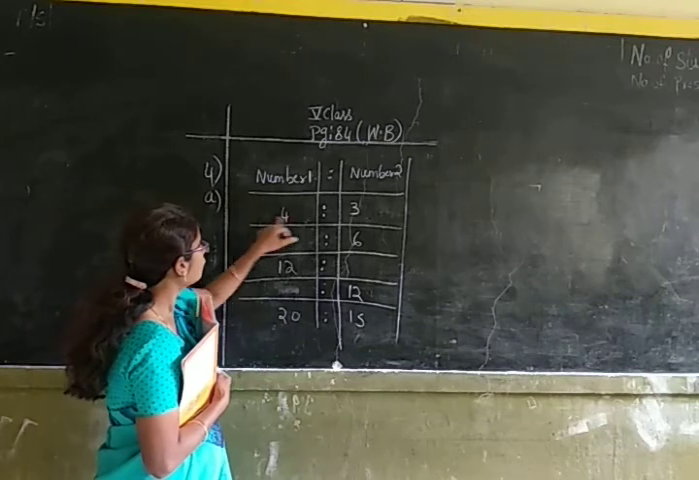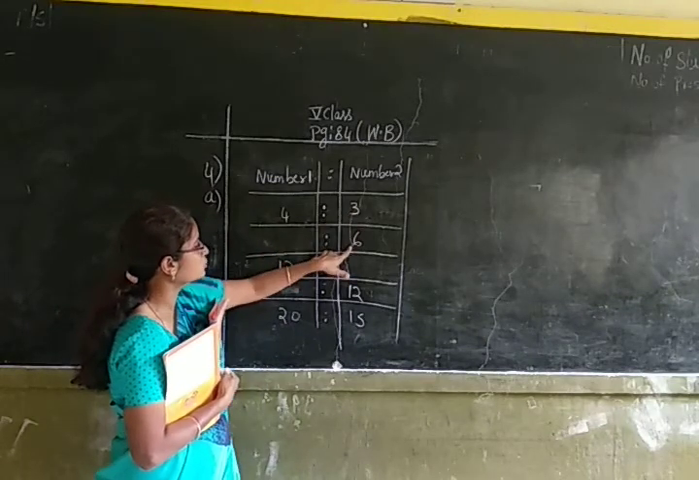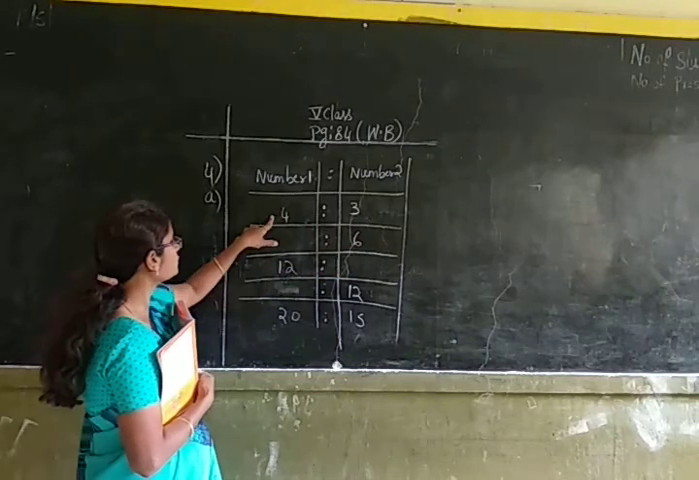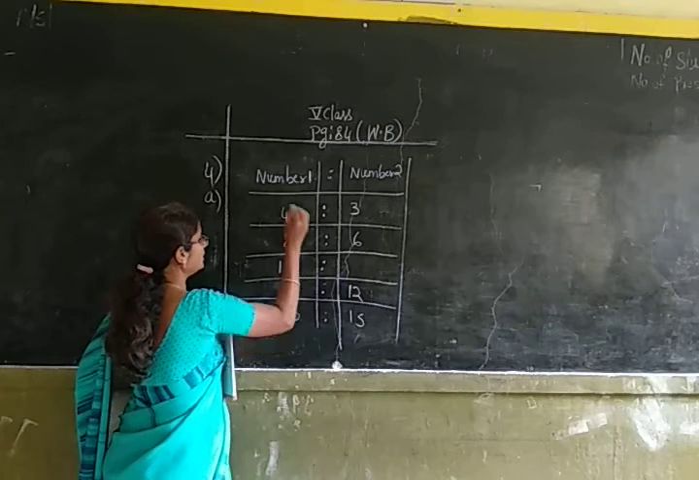Here 4:3 is given. How will you get 6? When you multiply 3 with 2, you will get 6. So here also you have to multiply 4 with 2. Then 4 2s are 8.